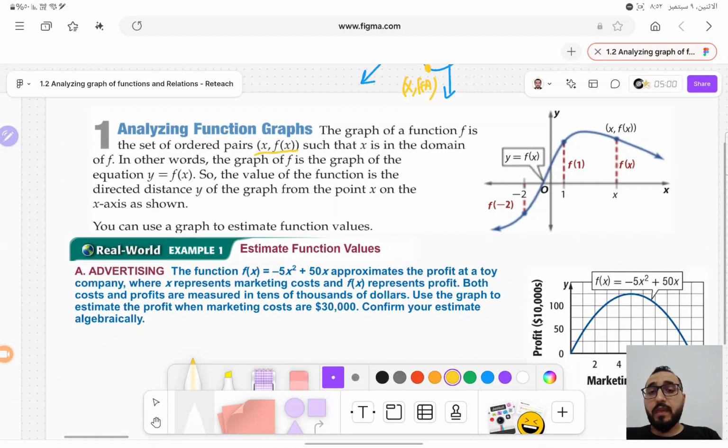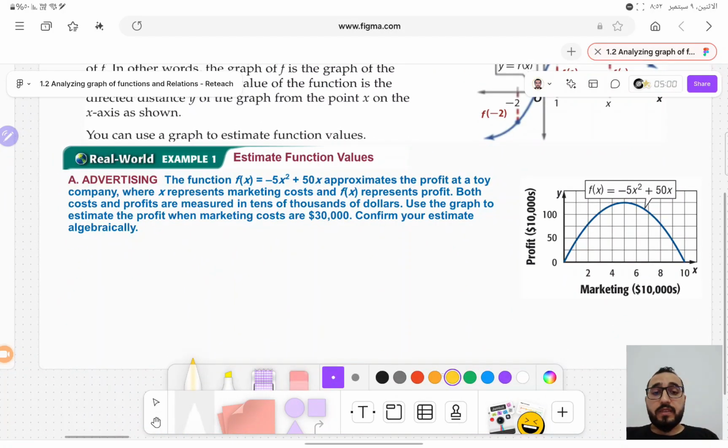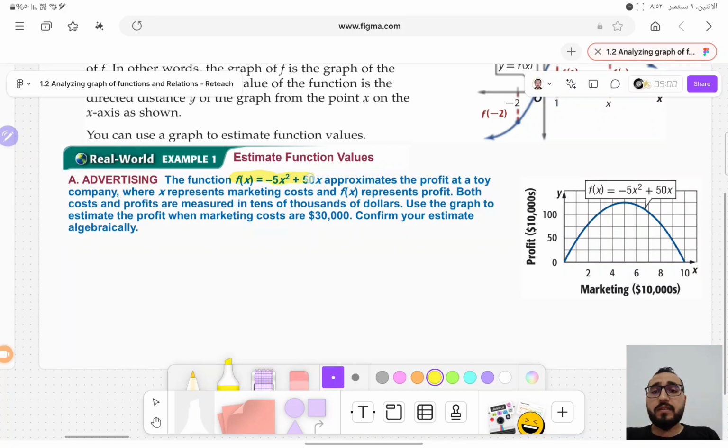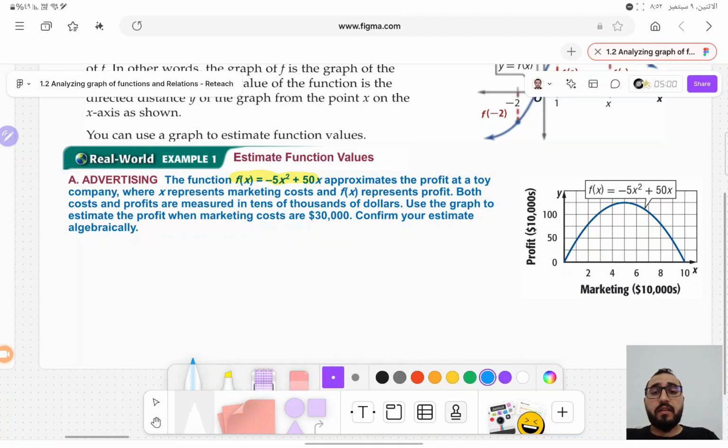Now let's go to the first example, estimate a function's value. If we read the question, it has a long text, so let's read it. The function f of x equals -5x squared plus 50x. Always when you have a question like this, please underline the equation, look for the equation, and after this you can read the rest. The question: approximate the profit of a toy company where x represents the marketing cost and f of x represents the profit. Both cost and profit are measured in tens of thousands of dollars.